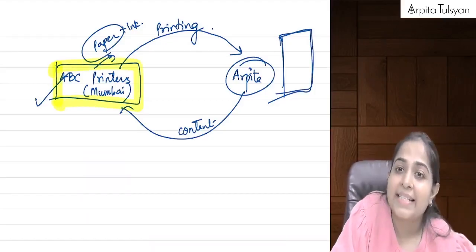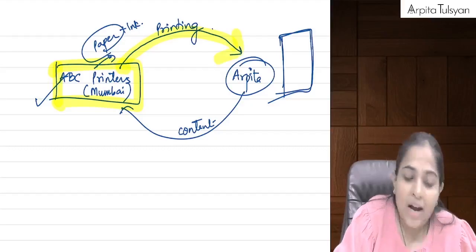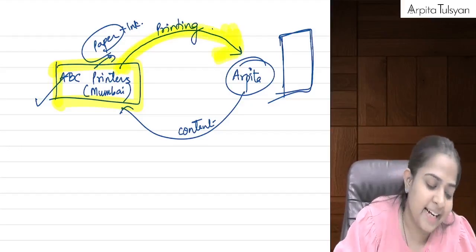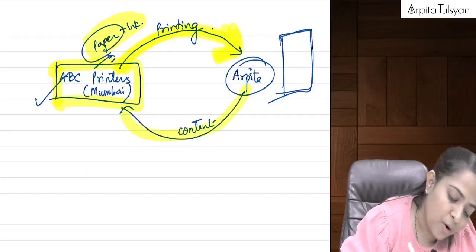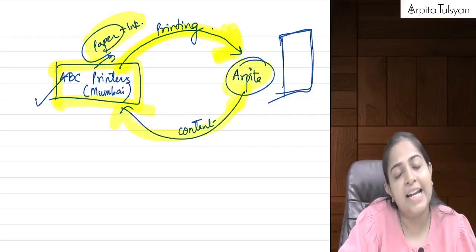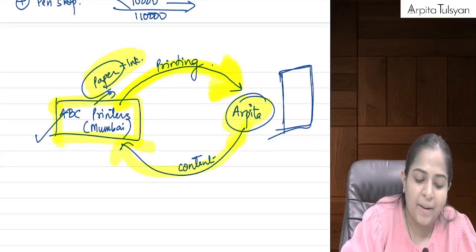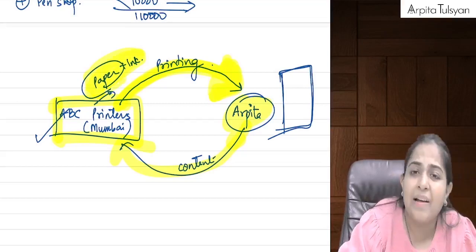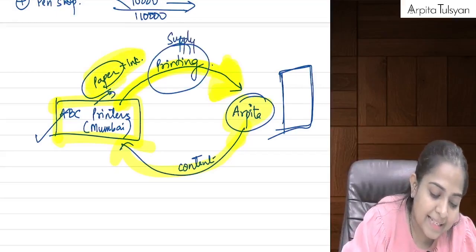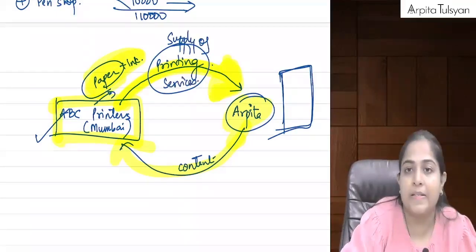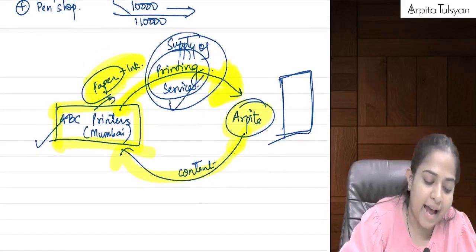Will it be considered as sale of books or as printing services? Agreed that ABC printers is going to use some raw material, but the content belonged to the recipient, Arpita. And here the principal supply, the main supply, is not the paper, ink, etc. The main supply is printing. So this will be considered as supply of printing services, and hence as a service.